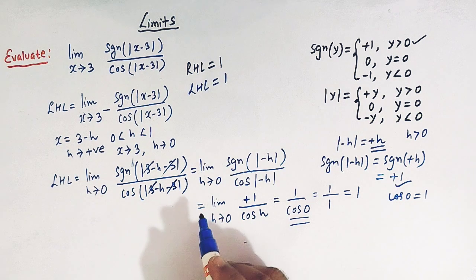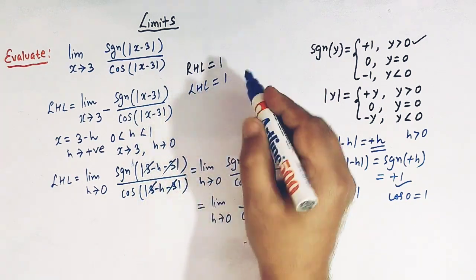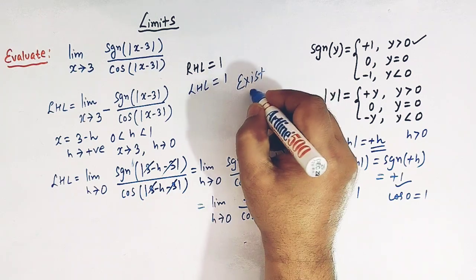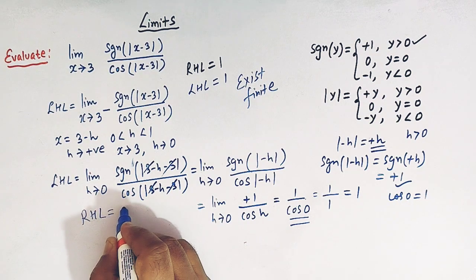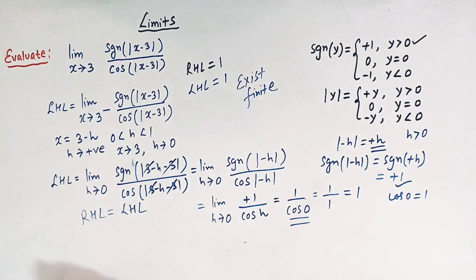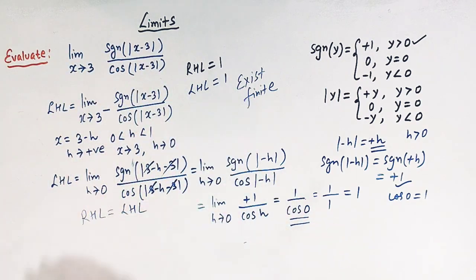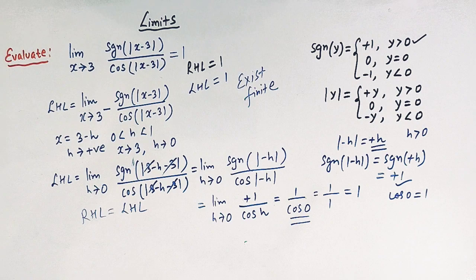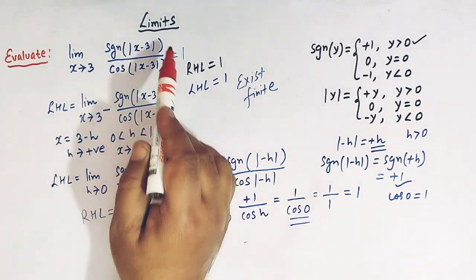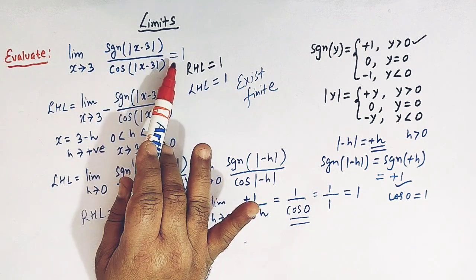So from this discussion, we see that the right hand limit and the left hand limit both exist, and they are finite, right? So both the limits are finite, and the right hand limit is equal to the left hand limit when x tends to 3, right? So we can now claim that this limit does exist and it is finite, and the value of this limit is equal to 1, right? So now the limit of this function exists when x tends to 3, and the limit is equal to 1, right?